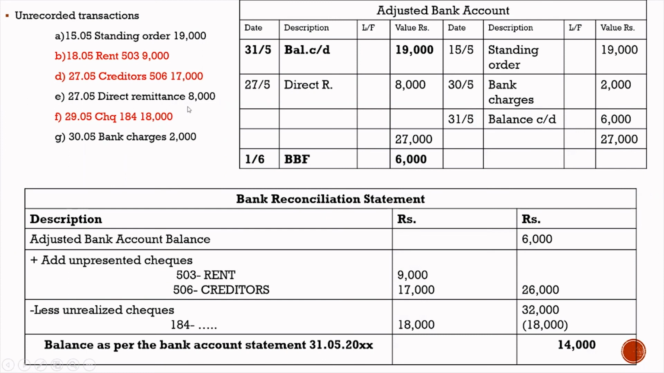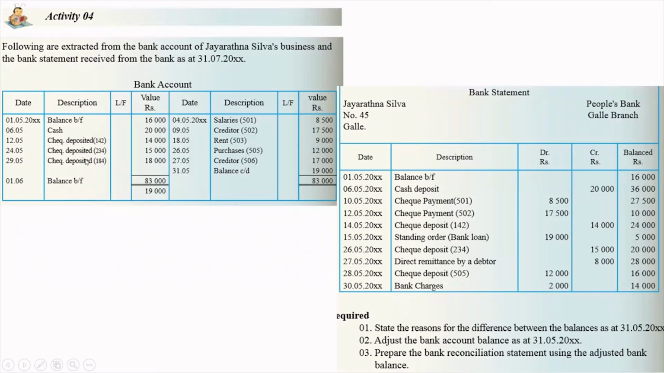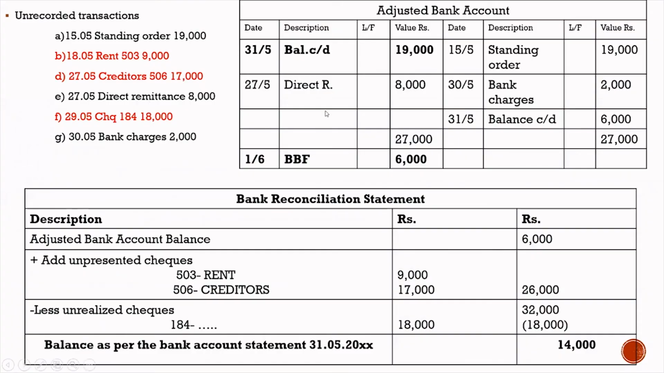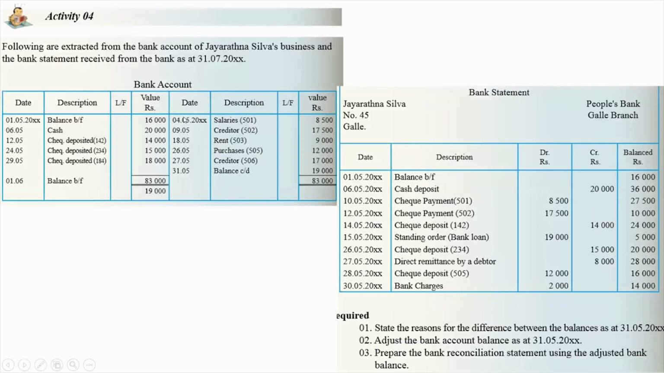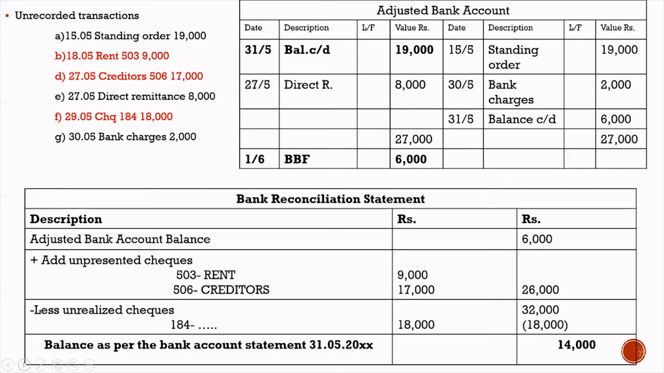Then check number 184 of 18,000 has been thought as received. We have thought we have received it, but it is not credited. 18,000 credit. This one also we have to leave out to take as the bank reconciliation statement, right? And then bank charges, we have not mentioned that 2,000 here. So we have to go back and add it, right?